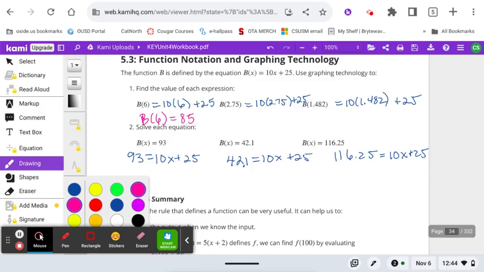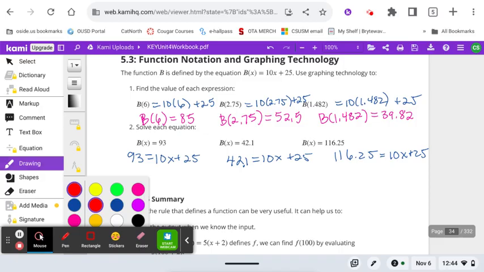So when you plugged in 6, did you get 85? How do we say these answers? B of 2.75 equals an output of 52.5. B of 1.482 equals 39.82. Again, given an input, can you get an output?